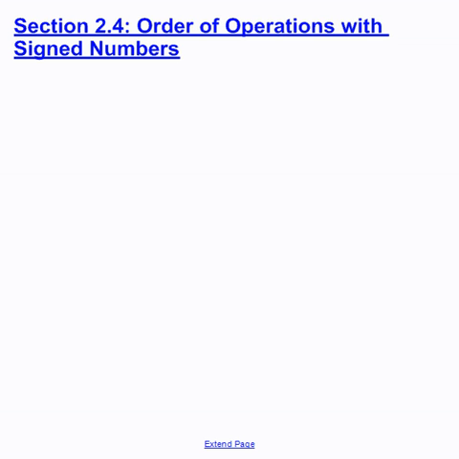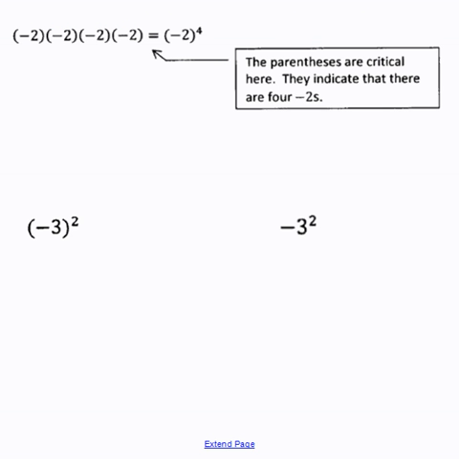Let's talk for a few minutes about section 2.4, order of operations with signed numbers. One of the first things that people have a hard time with is when you have negative numbers and exponents. So this is something you ought to really get clear on. It's something that people have trouble with on the Module 2 test. It's also something that causes people to not pass the proficiency test.